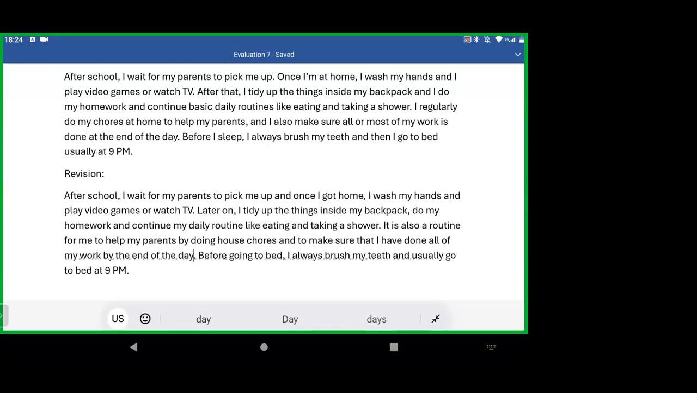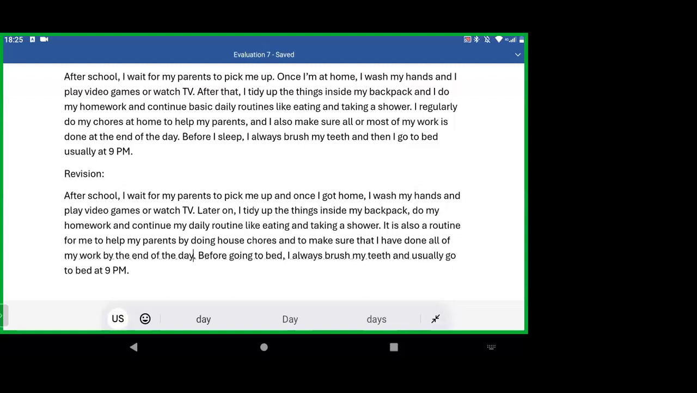Each of the sentences means the same thing, so it's technically correct. "We should have done all of my work by the end of the day." So it's the same. "By the end of the day" is a common phrase. "Before I sleep, I always brush my teeth and then I go to bed usually at 9 p.m."